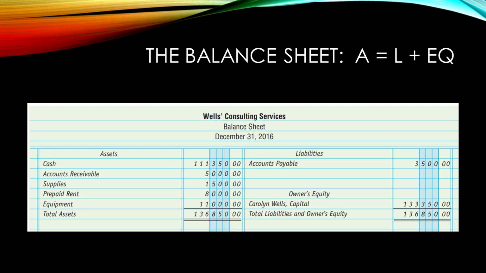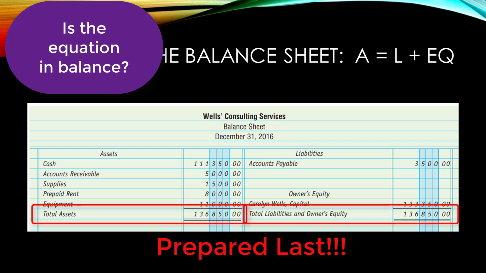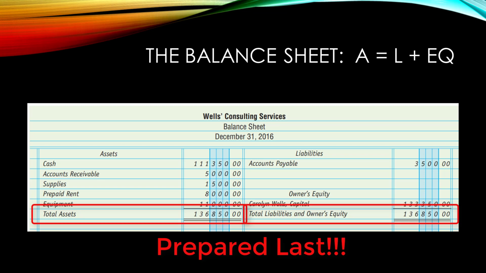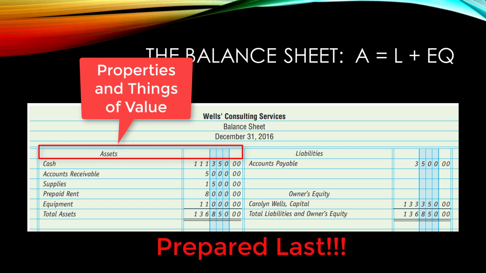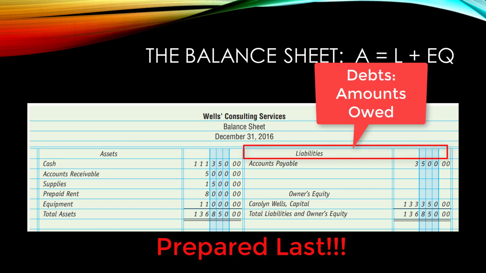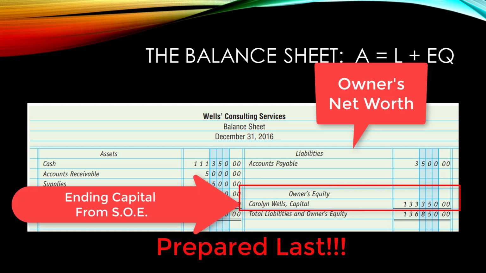That brings us to the balance sheet, the last financial statement that we will cover in this class. And again, the purpose is to prove that the fundamental accounting equation is in balance. Take a look at the balance sheet and notice a few items. Assets are the types and amounts of property that the business owns. The liabilities are the debts that the company owes. The owner's equity section shows the ending balance brought over from the statement of owner's equity.